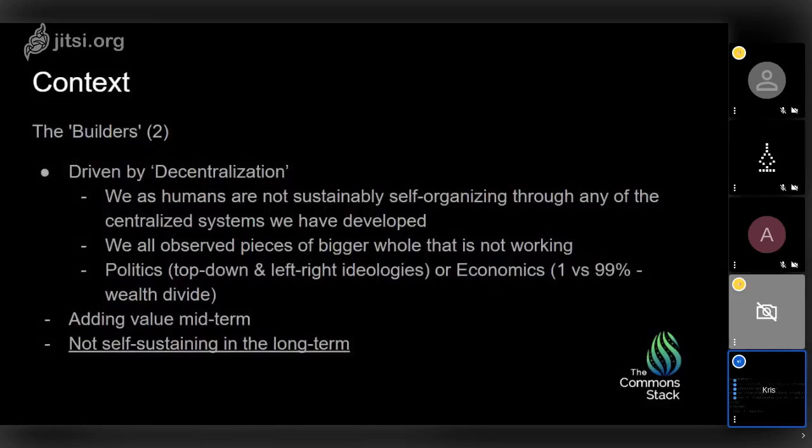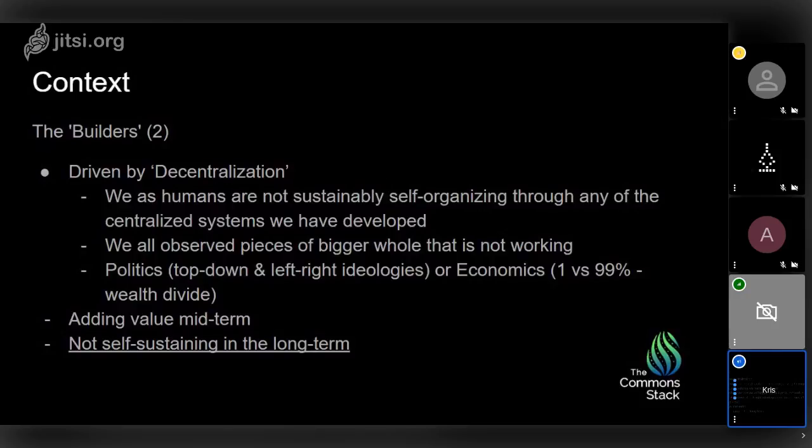Right now, we as humans are not sustainable. We're not self-organizing in a good way. Our centralized systems are not working as well as they should. Many people have come here for different reasons, but it's all because they have experienced parts of the bigger whole that is not working.